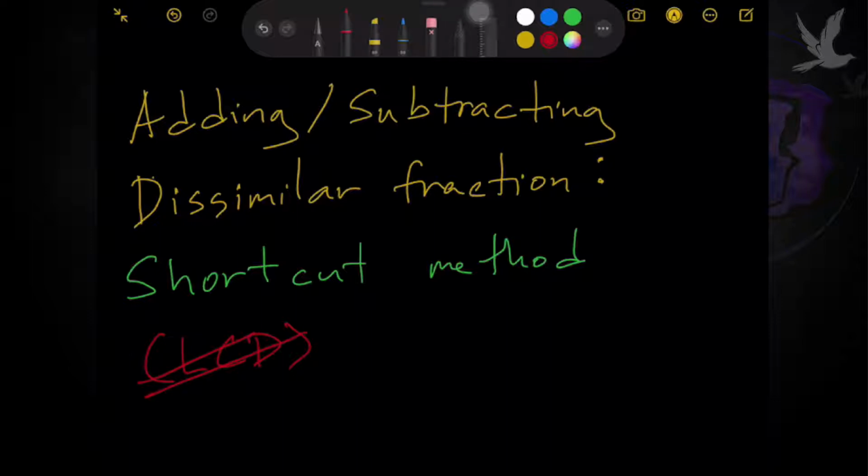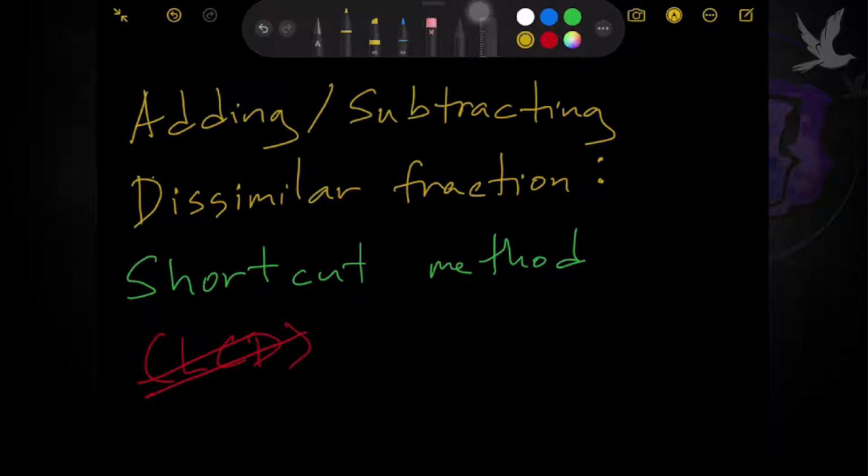Okay. So, since you are going to learn the LCD method as you grow older, siguro pagdating nyo ng grade 4, you're going to make use of that. For now, we are going to learn the shortcut method alone. Okay? So, shortcut method, ano nga ba to? Shortcut. So, ibig sabihin, this is the shortest way or the easiest way of solving for dissimilar fractions.